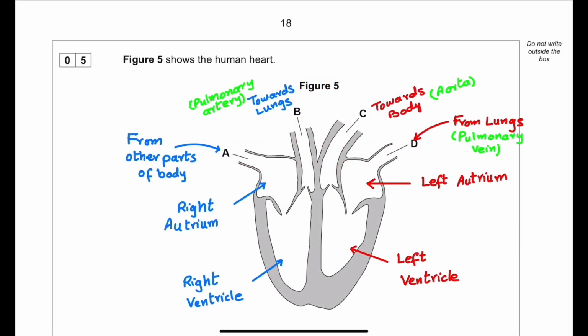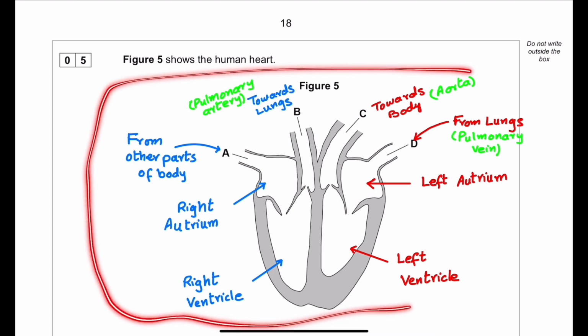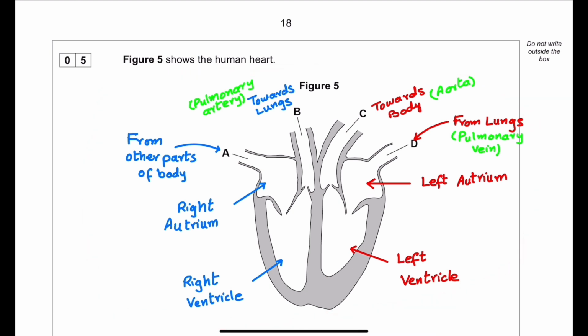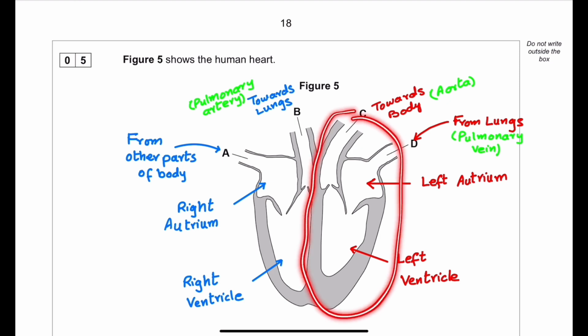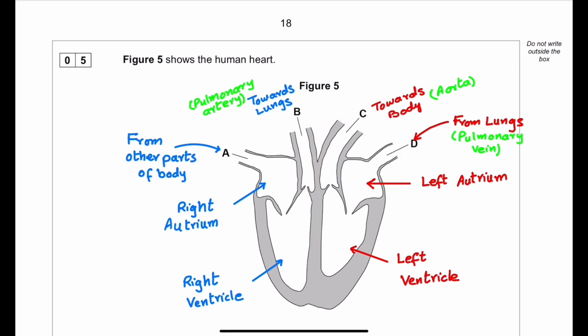Question number 5. Question number 5 shows the human heart. This is the structure of the human heart. The human heart consists of two parts. One is the left side of the heart, which is related to the oxygenated blood, whereas the right side of the heart is related to deoxygenated blood.